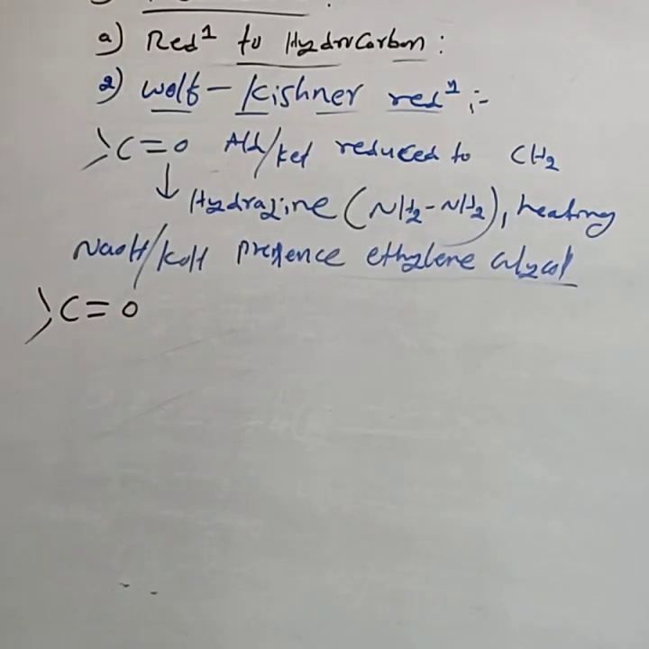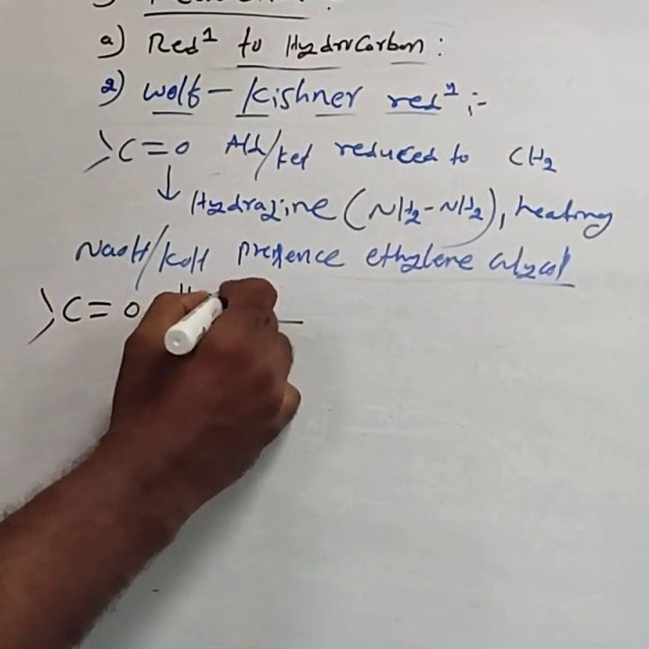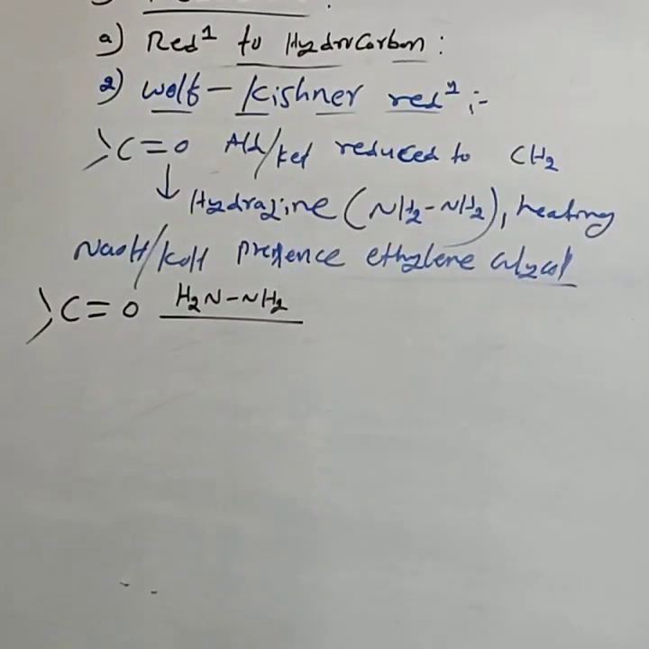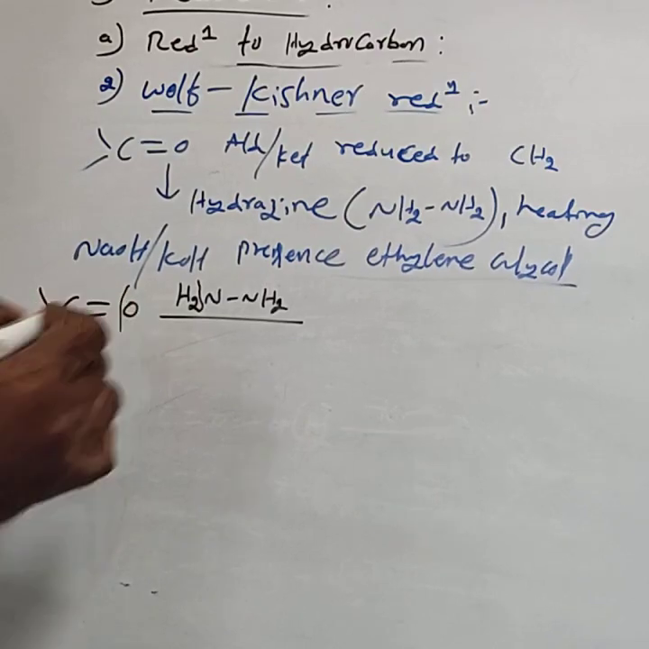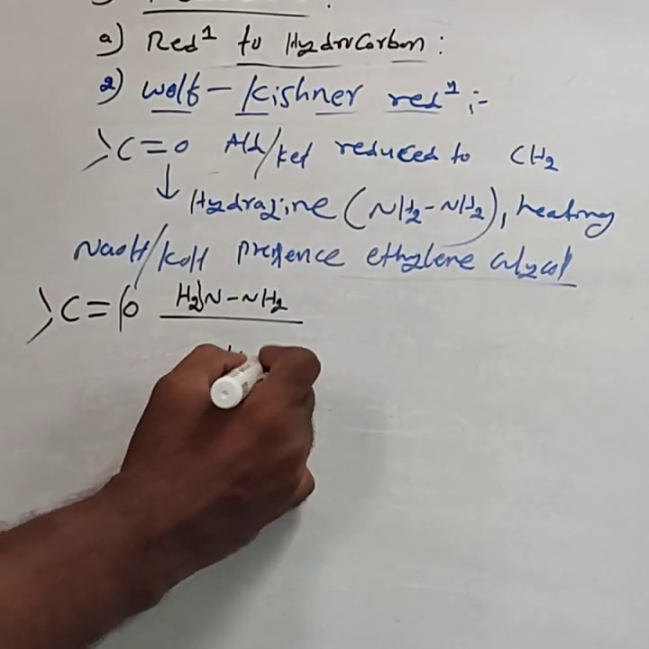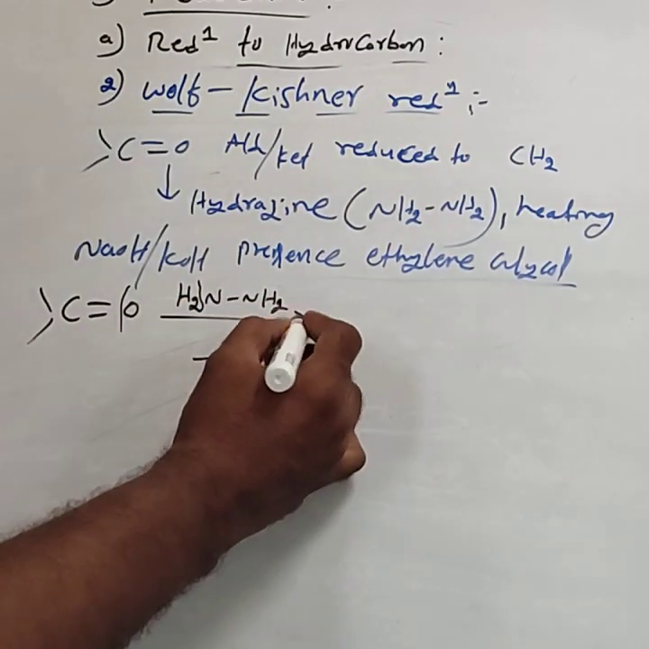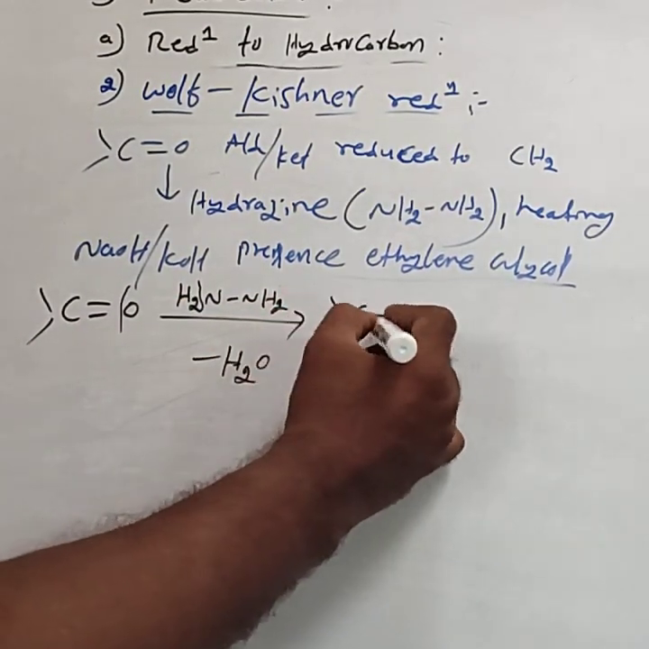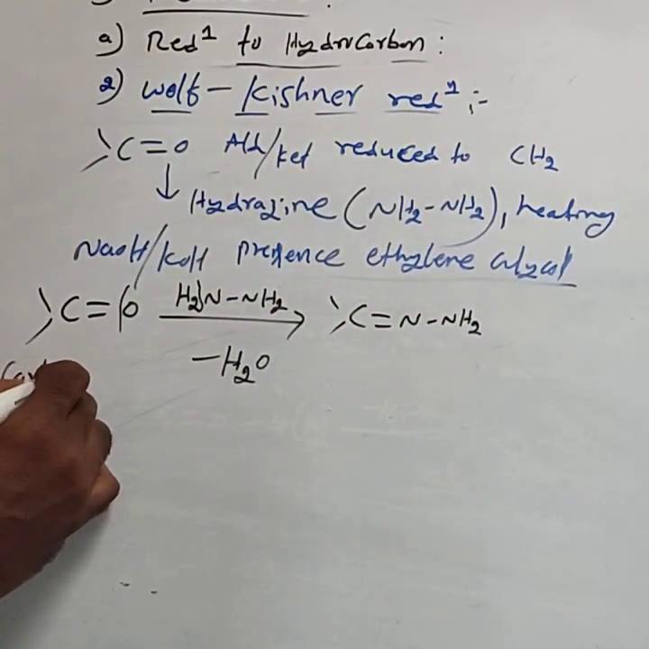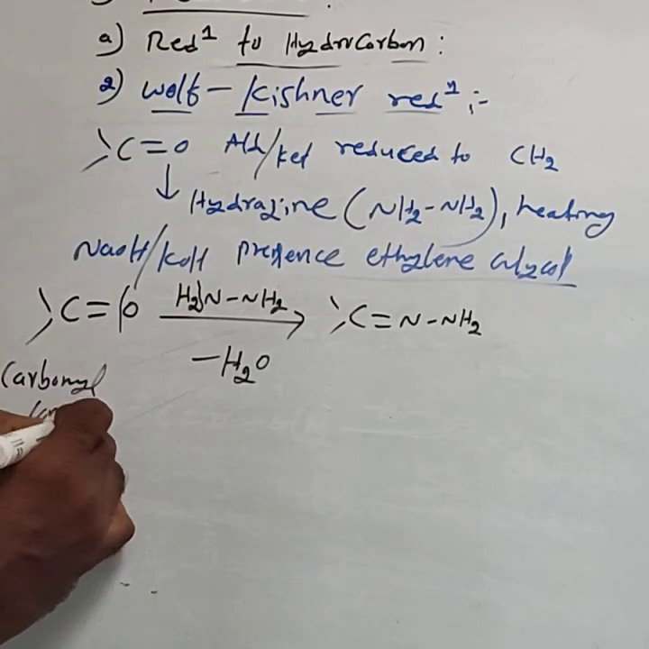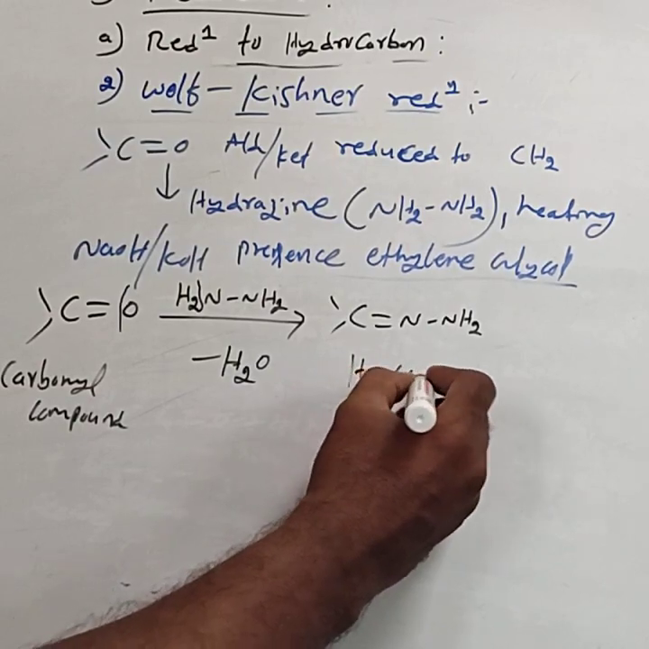This is the carbonyl compound. The carbonyl compound is treated with hydrazine, NH2NH2. If you treat with hydrazine, from this, removal of water takes place. On the arrow mark, consider minus H2O, means removal of water. It forms this compound, C=N-NH2. This is the carbonyl compound, and this one is a hydrazone.